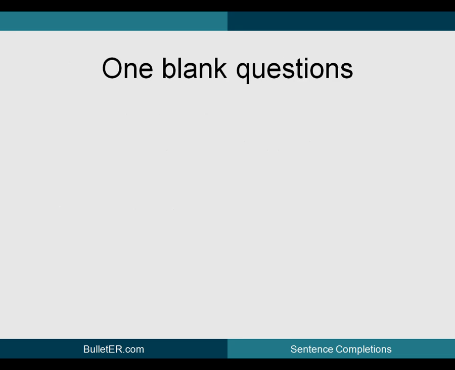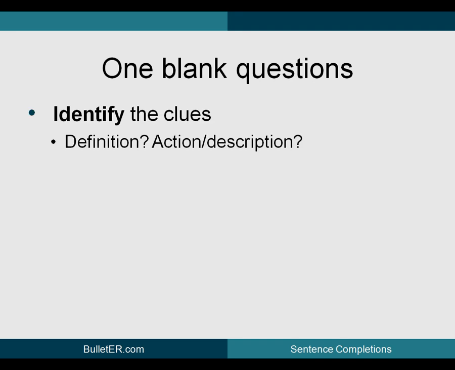Once you have a plan for building up your vocabulary, you can start learning the steps to approaching sentence completion questions. We'll look at 1 blank questions first. There are 6 fundamental steps to solving these. The very first thing you want to do is to look for the clue. The test writers will include a hint in every sentence that should lead you to the correct answer.